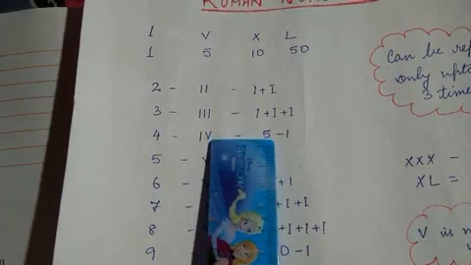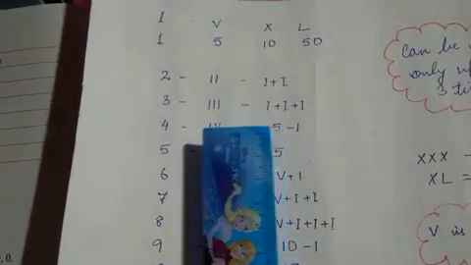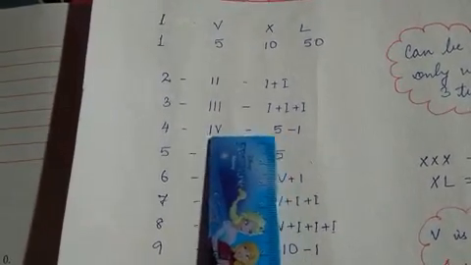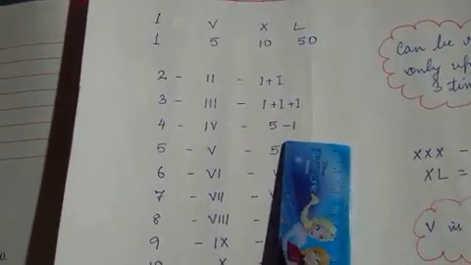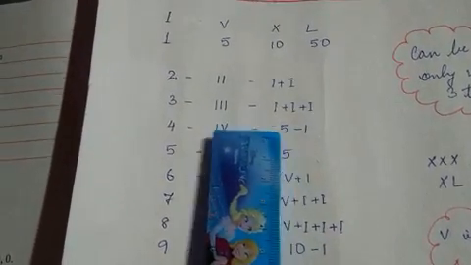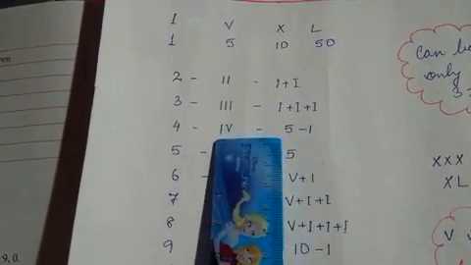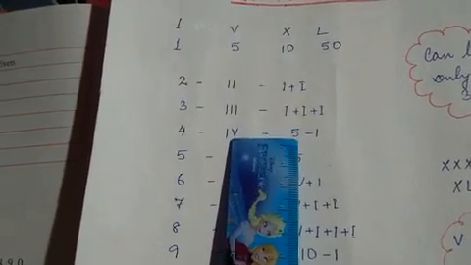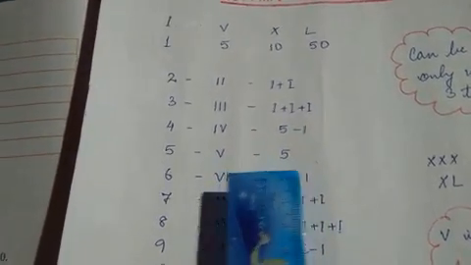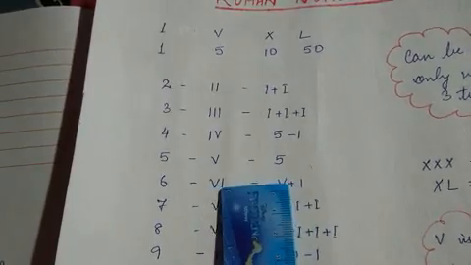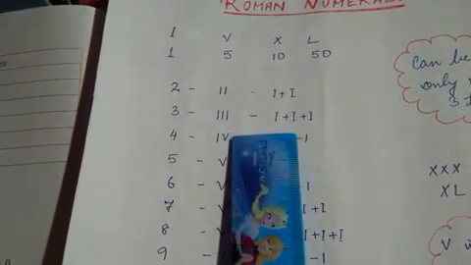So instead of that, what do we write? You know that V is 5. When we write a sign before that, like here IV, it means this is 4, that is 5 minus 1. When we write a sign before the bigger sign, like 5 is big and 1 is small, it means we are subtracting. Now when we write a sign after the bigger number, it means we are adding. 5 plus 1, that is 6. So this is the difference between 4 and 6.